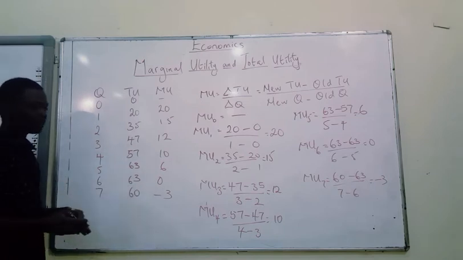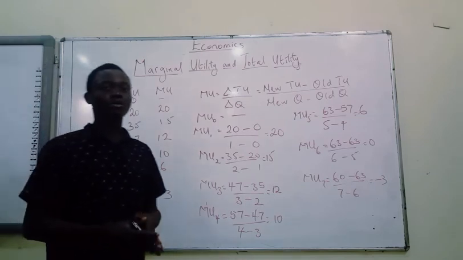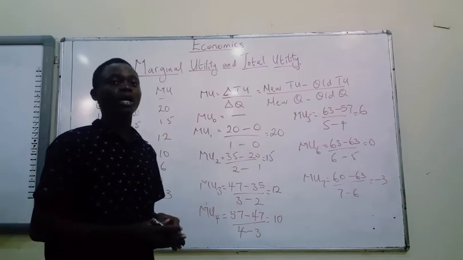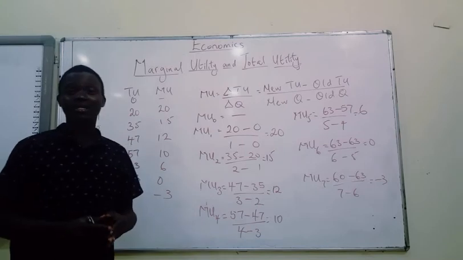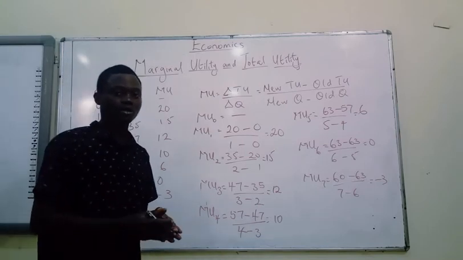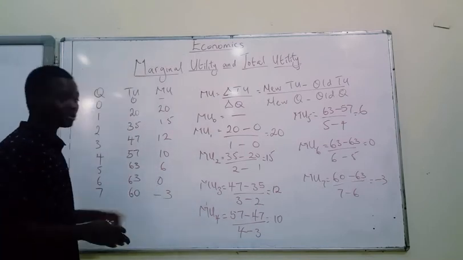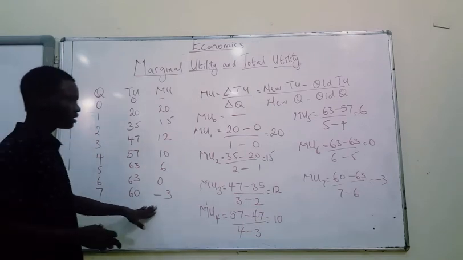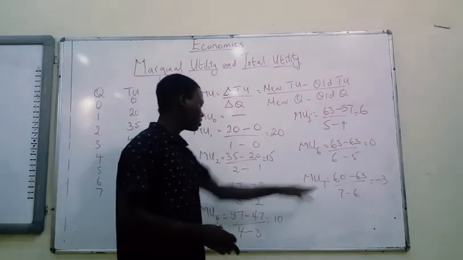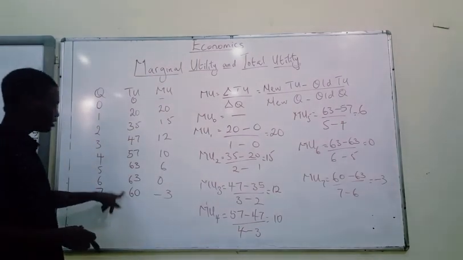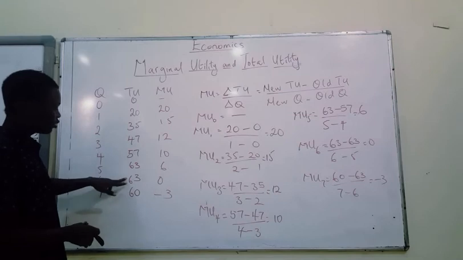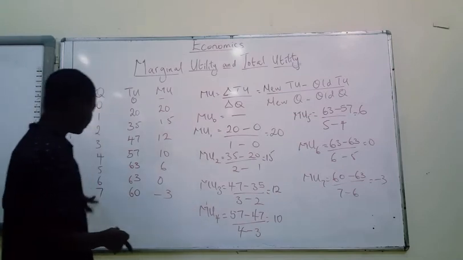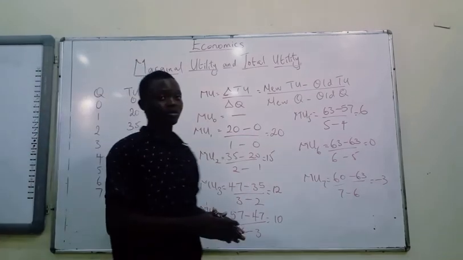This point is telling us that the additional consumption of this particular commodity, let us say it is food or maybe a particular drink, does not give the consumer any satisfaction. So it's of no use to consume up to that amount. Then after that, we observe that the marginal utility is minus 3. We subtract the old total utility from the new total utility, 7 minus 6 in this case, which is minus 3.